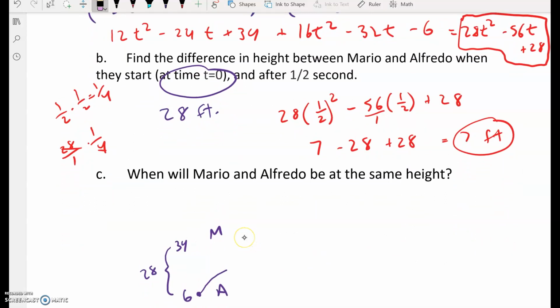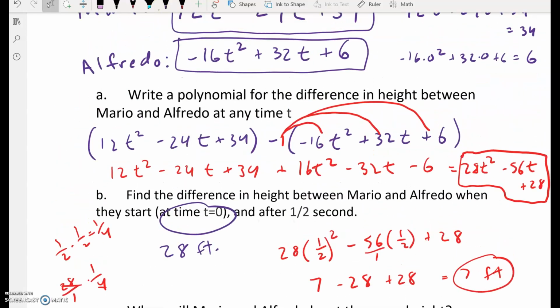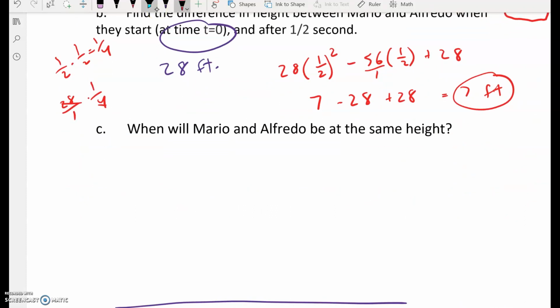All right, let me erase this down here. My guess would be pretty soon, because Mario is up here in the beginning, Alfredo's down here, and after just half a second, they're only 7 feet apart. It's hard to know exactly what the pathway is, but I would guess maybe the paths are something like this, and after just another maybe a quarter of a second or so, they will be the same height.